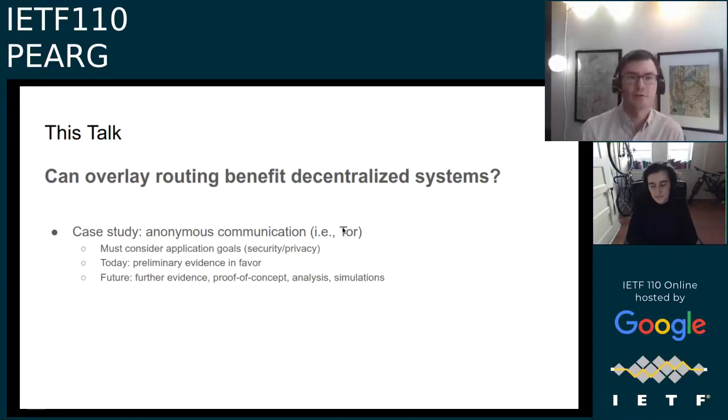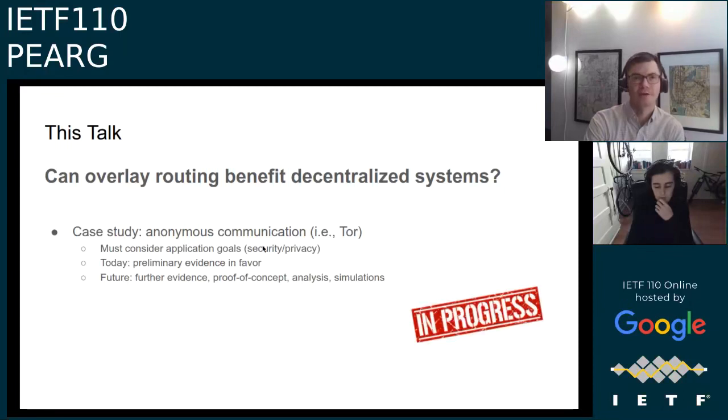And so when we're doing this case study, we need to consider application goals. It doesn't do anyone any good to make Tor a little bit faster if it's at the expense of privacy, for instance. And so today we're going to explain the high-level idea of this proposal and present a little bit of preliminary evidence in favor. And in the future, we'll hopefully have more evidence. We'll build out a proof of concept, do more analysis, do some simulations. And so I'll detail all of our plans at the end of the talk. Yeah, so again, just to caution, this is early stage in progress research. We are not, for instance, ready to propose any kind of drafts today.